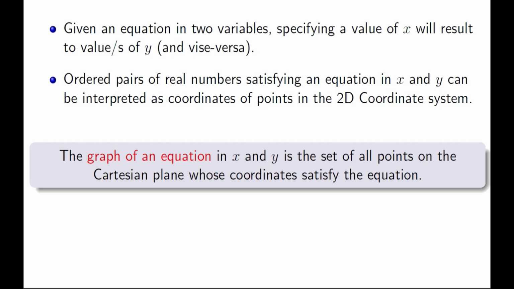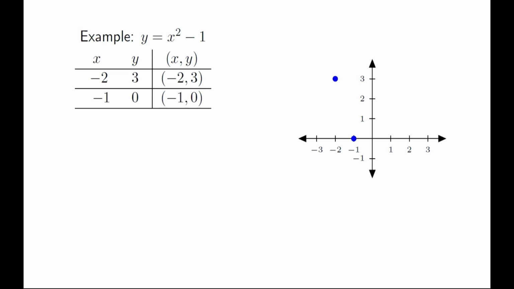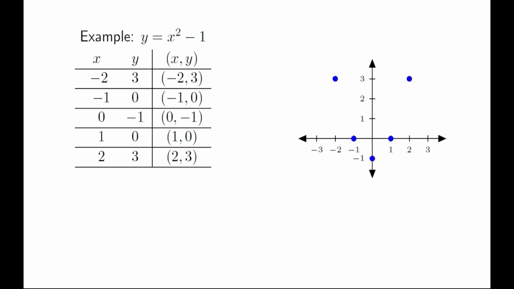For example, consider the equation y equals x squared minus 1. Using the table of values we can set values for x and their corresponding values in y. We just locate these points in the Cartesian plane, and since we have an idea that this is a quadratic equation, then we just connect the points with a smooth curve.